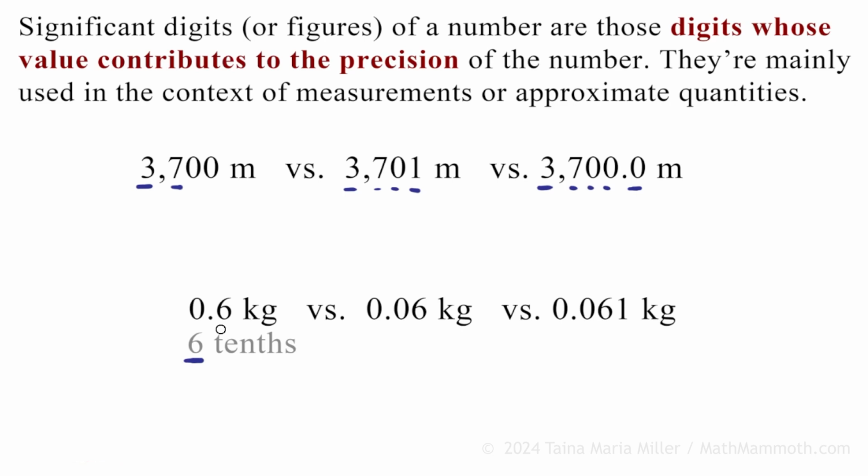Only one significant digit here. 0.06 is the same. Okay, it is 6 hundredths and only has one significant digit. Only this digit tells us something about its precision. And the last one has 2 significant digits, 6 and 1.